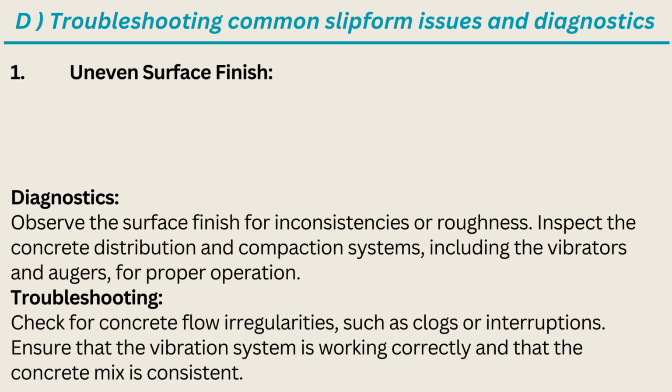1. Uneven surface finish. Diagnostics. Observe the surface finish for inconsistencies or roughness. Inspect the concrete distribution and compaction systems, including the vibrators and augers, for proper operation. Troubleshooting. Check for concrete flow irregularities, such as clogs or interruptions. Ensure that the vibration system is working correctly and that the concrete mix is consistent.